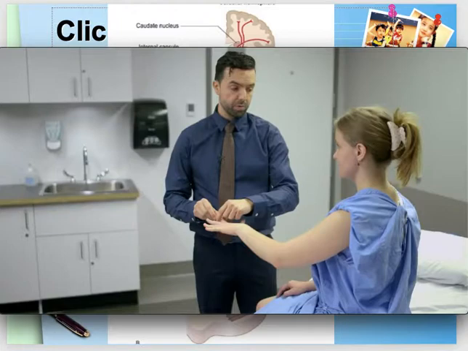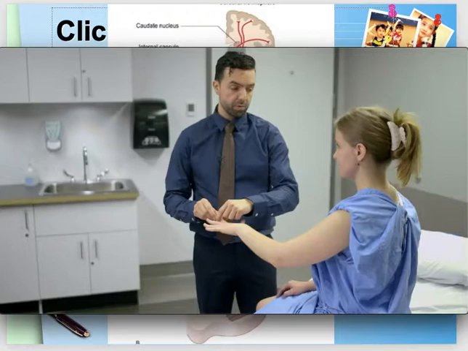A 128 hertz tuning fork should be used. Ask the patient to close the eyes and then place the vibrating tuning fork on a bony prominence. That's a very important thing.